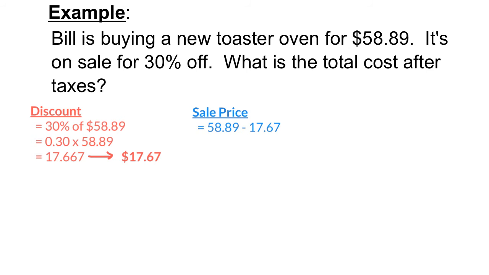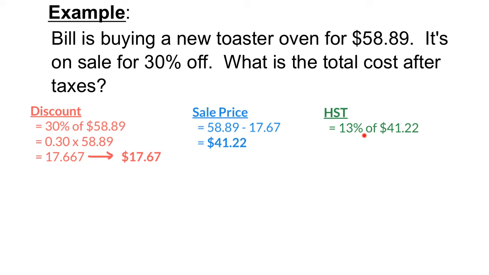So now that I know what the discount is, I can calculate the sale price. The sale price is just the regular price minus the discount, which ends up being $41.22. So now that we have the sale price, we need to calculate the sales tax, HST.